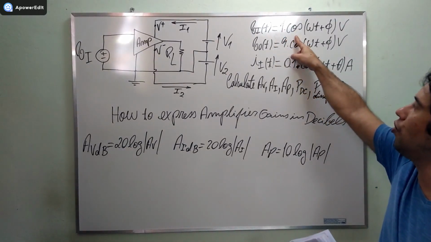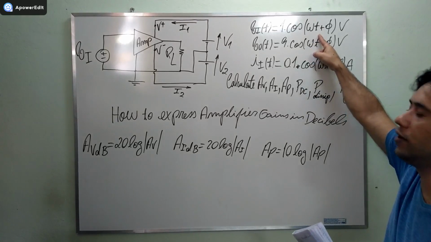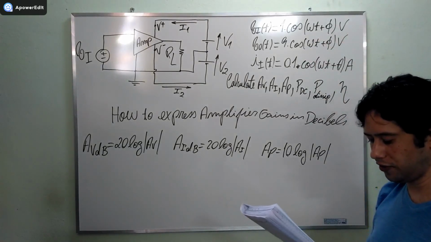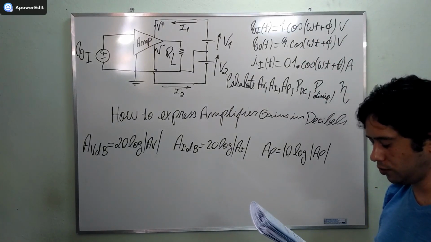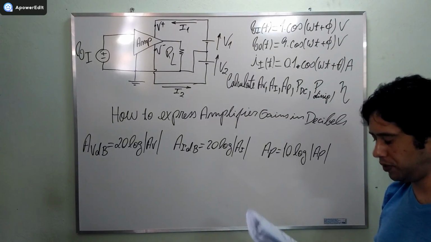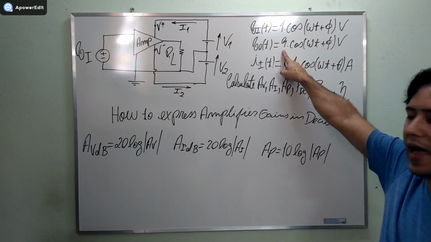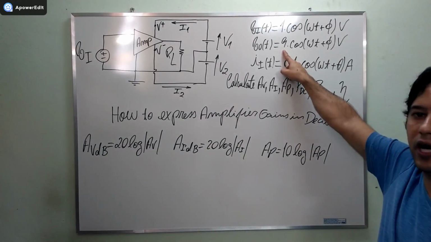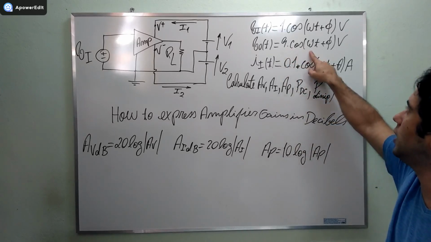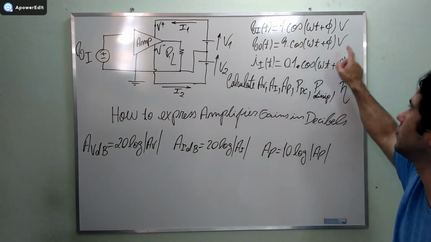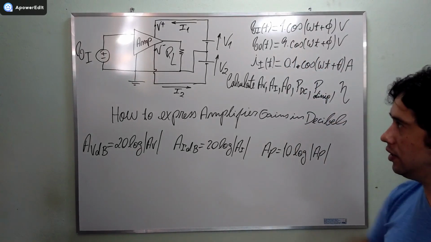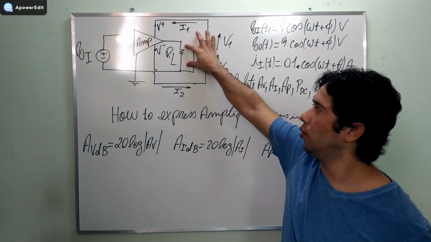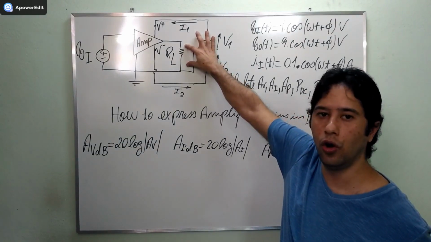1 times the cosine Wt plus 5 volts. And delivers a sinusoidal voltage output of 9 volts peak. Okay, so after amplification, the input becomes 9 volts times cosine Wt plus 5 volts. Okay, and it delivers this voltage to this component here. We are going to call it the load resistor.